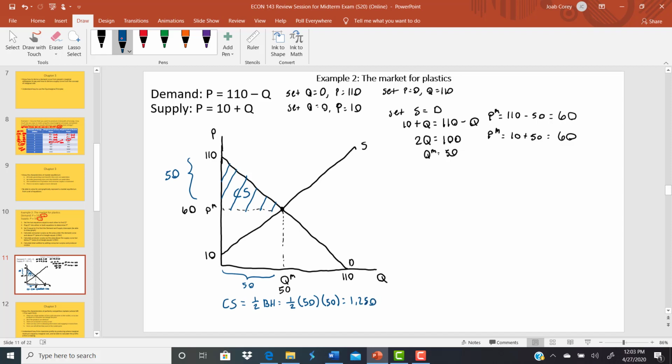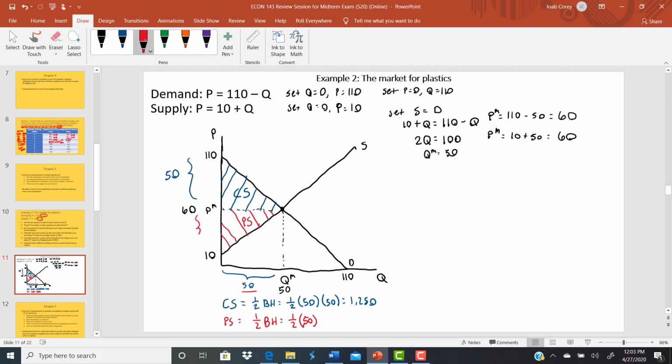Now, if we wanted to calculate our producer surplus, we could certainly do that. Remember, that is the area above the supply curve, but below price. So you're looking at this area here for producer surplus. It's got the same formula. Still the area of a triangle, 1/2 base times height. The base of that triangle is that same 50, which is the number of transactions.